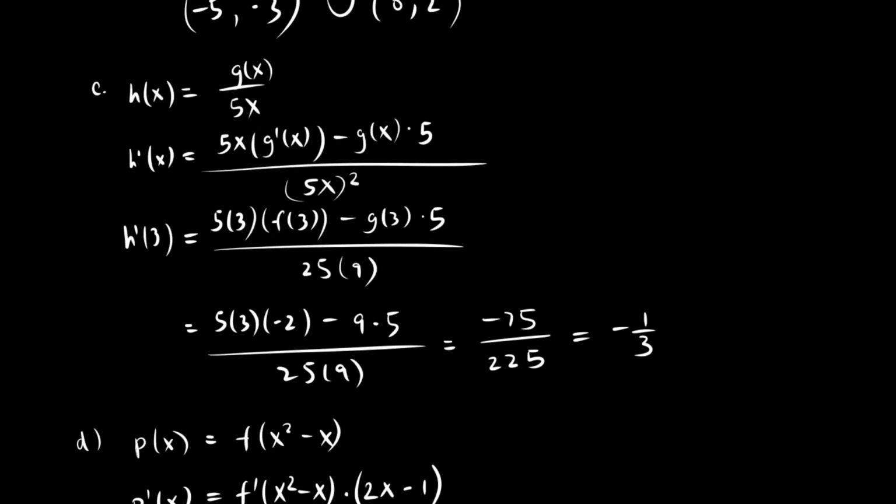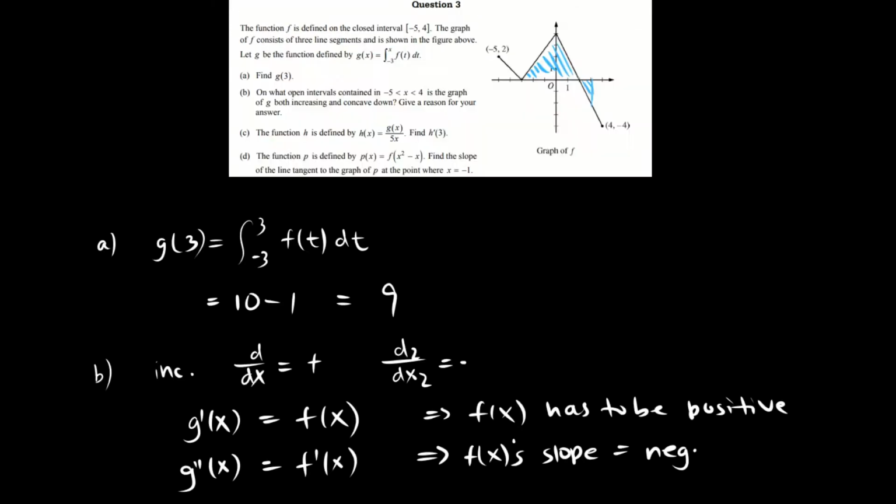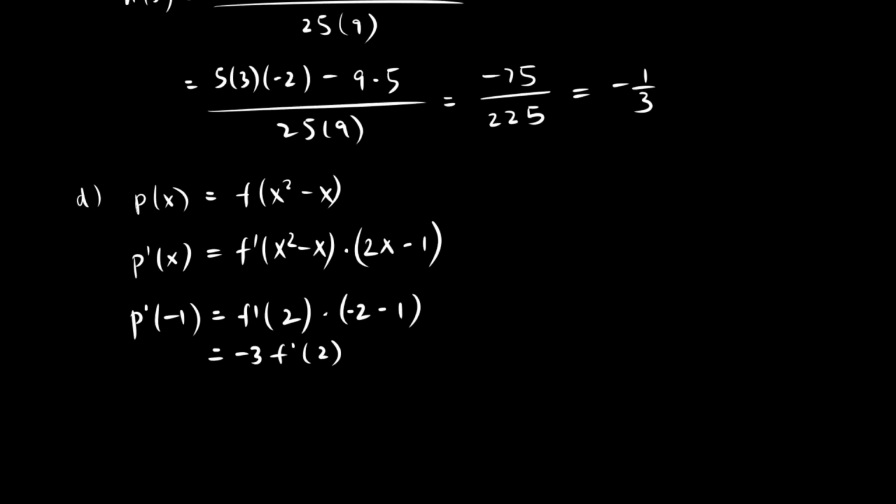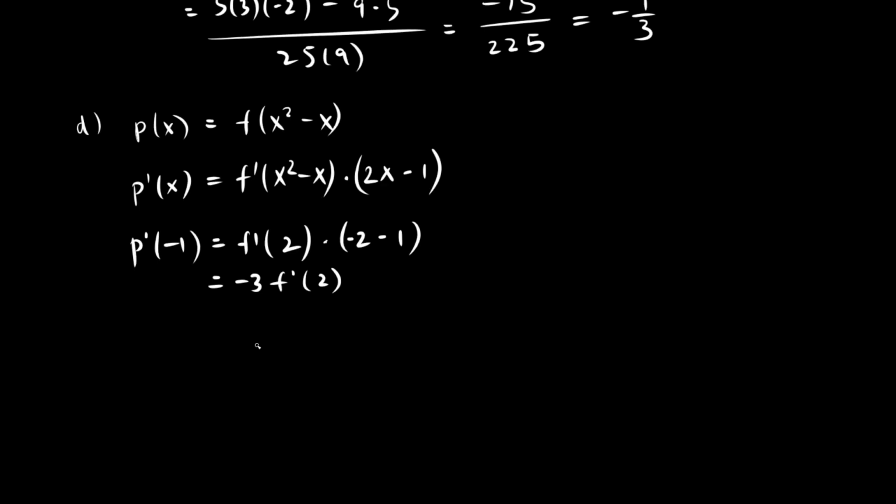So now if we look at the graph of f, the slope at x is equal to 2 is just the rise over the run. So that's -4 divided by 2 is -2. So the value of f prime of 2 is just -2. So this is equal to -3 times -2, which is equal to a positive 6.